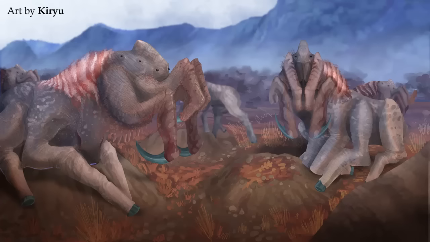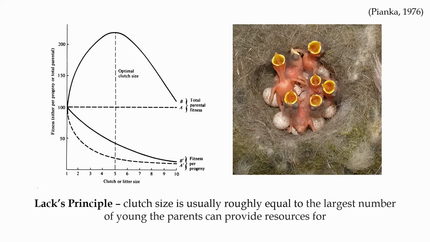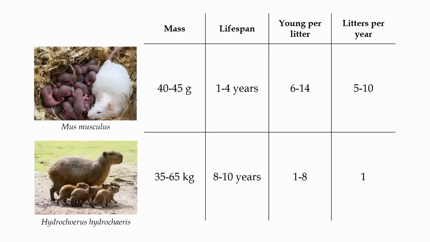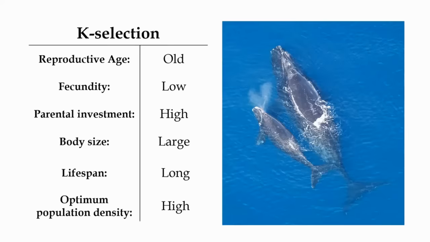The number of offspring a species produces in a single reproductive event will be contingent on various ecological factors, but a decent rule of thumb is Lack's principle, which states that a species' average clutch size will be roughly equal to the maximum number of young the parents are able to provide adequate resources for. Larger animals take a longer time to develop and require more resources to grow, both before and after birth, and therefore their young represent a greater reproductive investment, which is one reason why large body sizes are correlated with case selection and reduced clutch sizes.